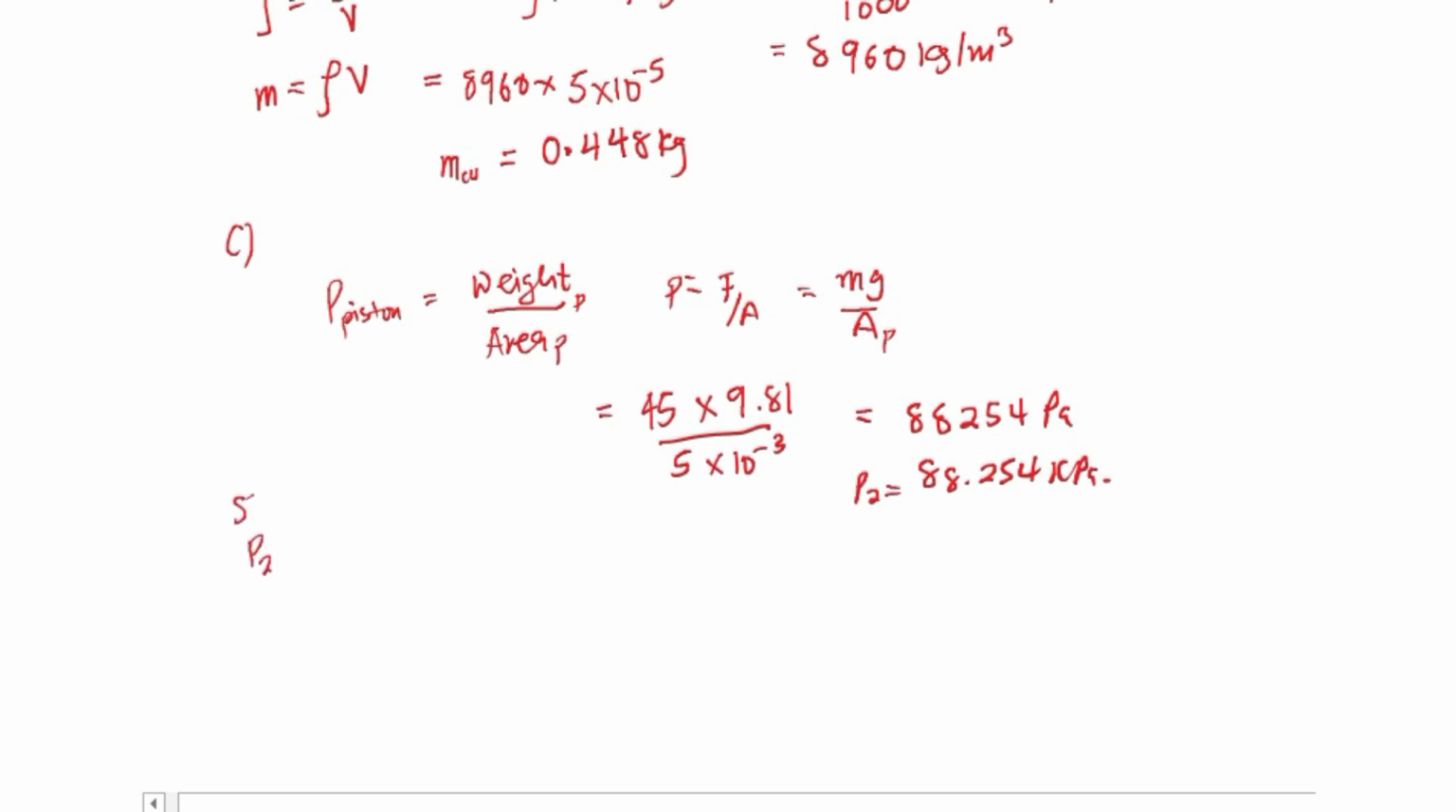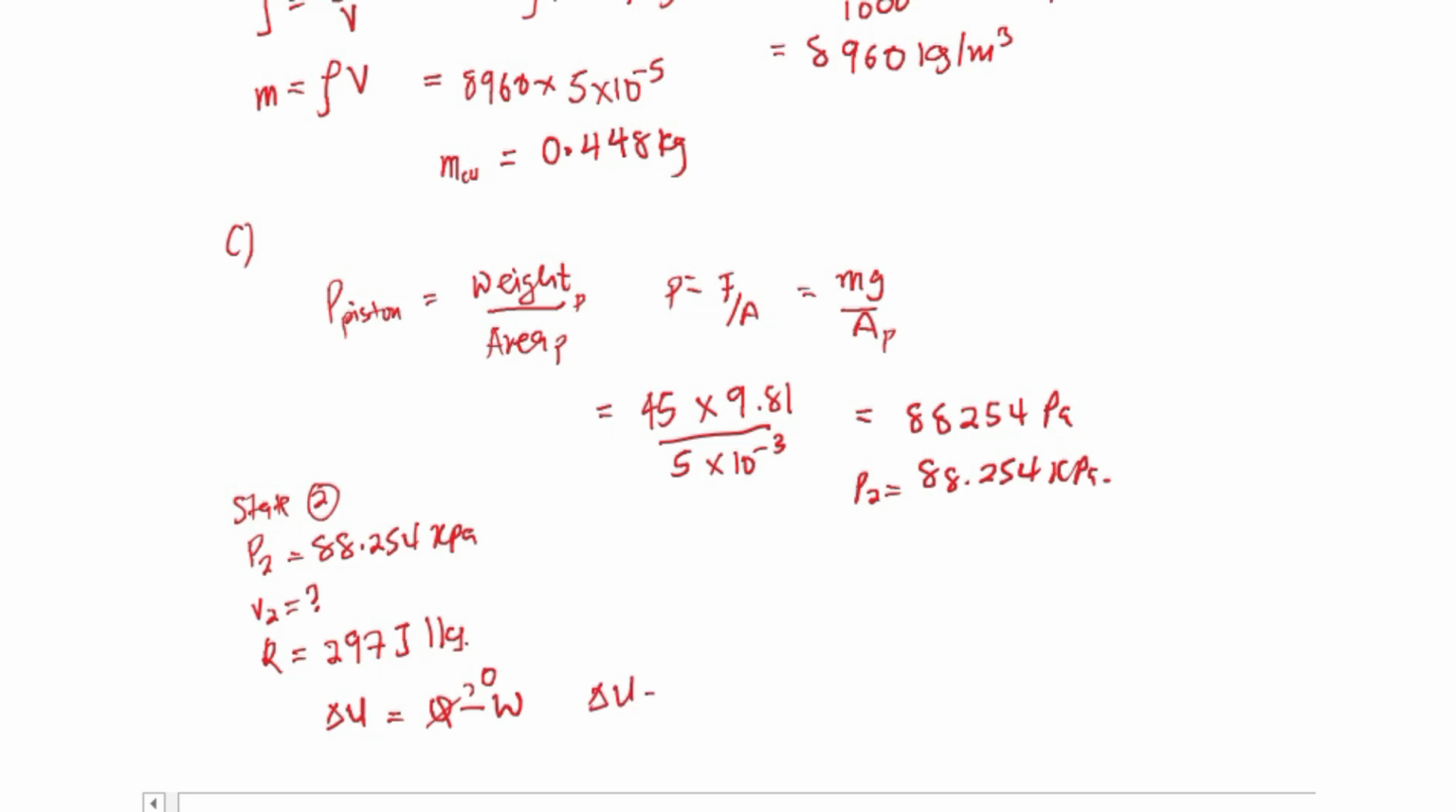So at state 2, we have P2 to be 88.254 kilopascal, but we don't have the volume of our balloon, and the gas constant doesn't change, it is 297 joule per kilogram Kelvin. Now the change in internal energy is given by Q minus W, but since Q is 0, remember it is an adiabatic system, it means the change in internal energy is going to be only work.